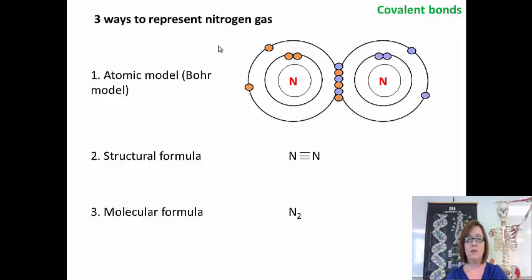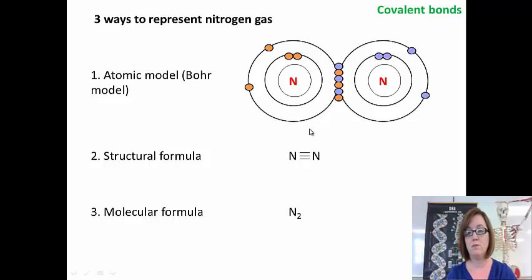I want to talk a little bit about the different ways that we can talk about molecules. What we've been looking at so far are things called atomic models or Bohr models, a pictorial representation of the atom or molecule. So we're looking at a picture with little electrons on it that is showing us a lot of information about the bonds and the electrons. Right? That's the atomic model or the Bohr model.